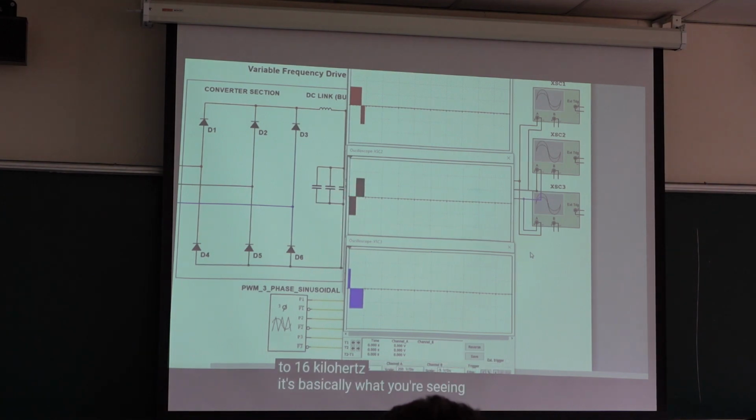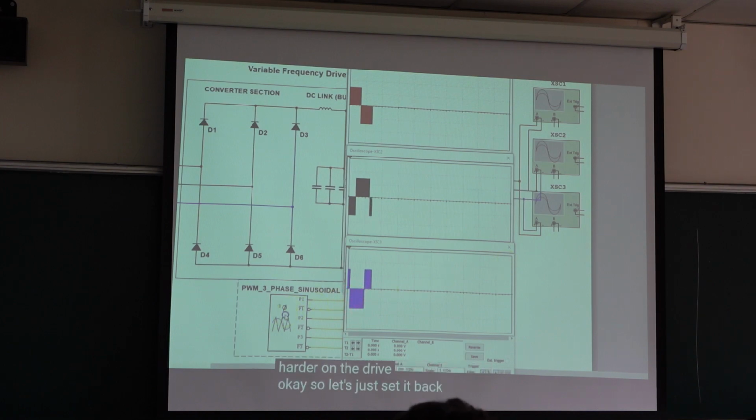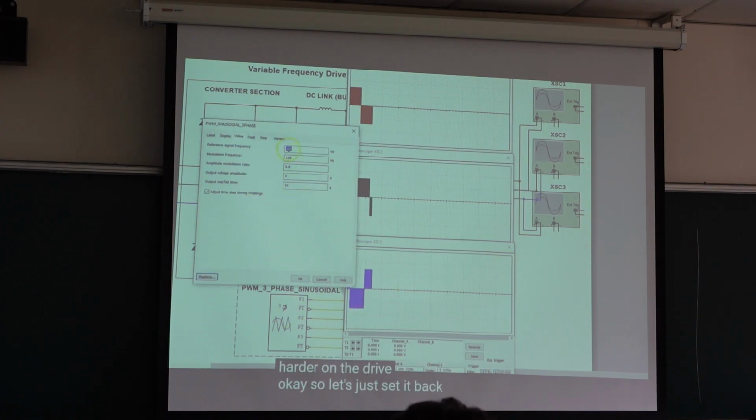It's basically what you're seeing at the output. Very, very fast switching. It's actually harder on the drive. It is too quick. You cannot identify each pulse. Okay, so I'll just set it back. I'll set it back down to 2 kilohertz.